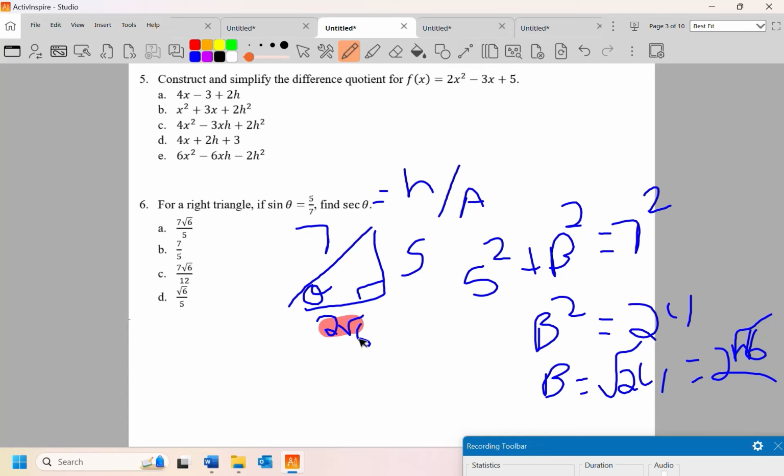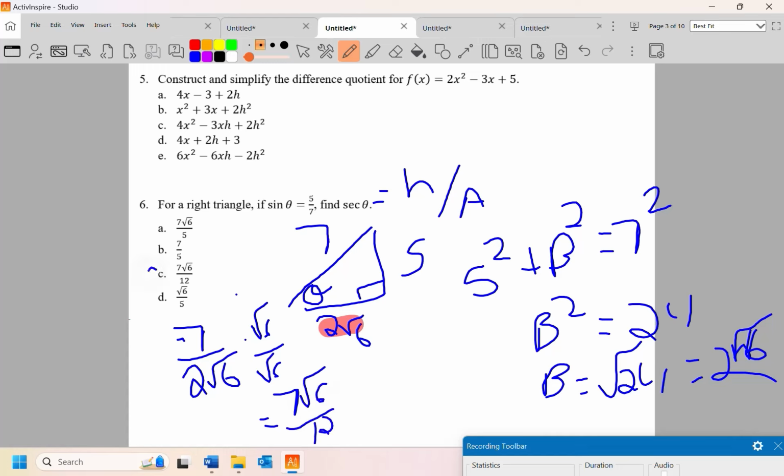2 roots of 6. Now secant is hypotenuse over adjacent, so it's 7 over 2 root 6. The cleanup process here was to multiply top and bottom by the radical, and we will get 7 roots of 6 over 2 times 6, which is 12. For C.